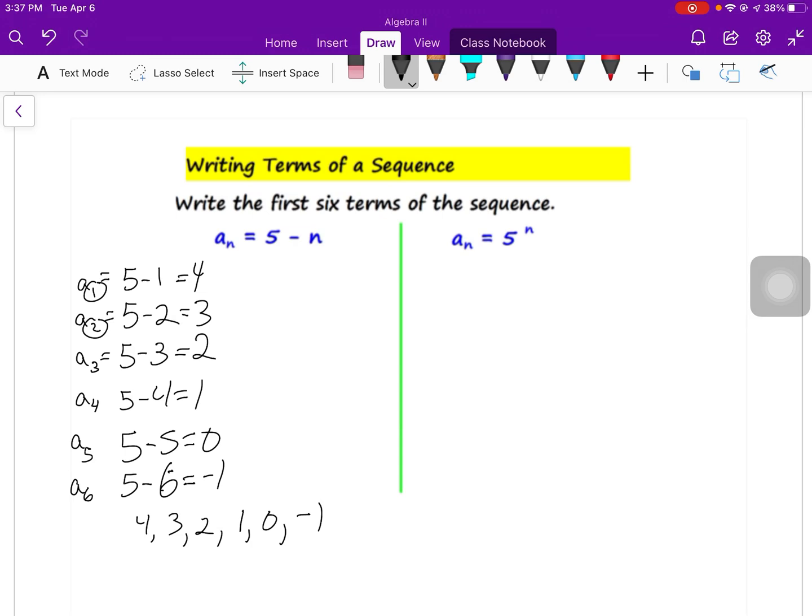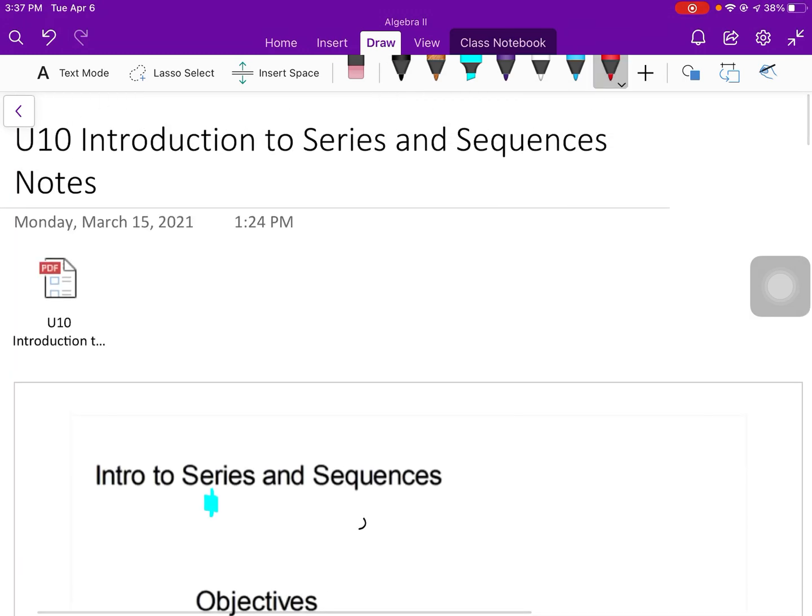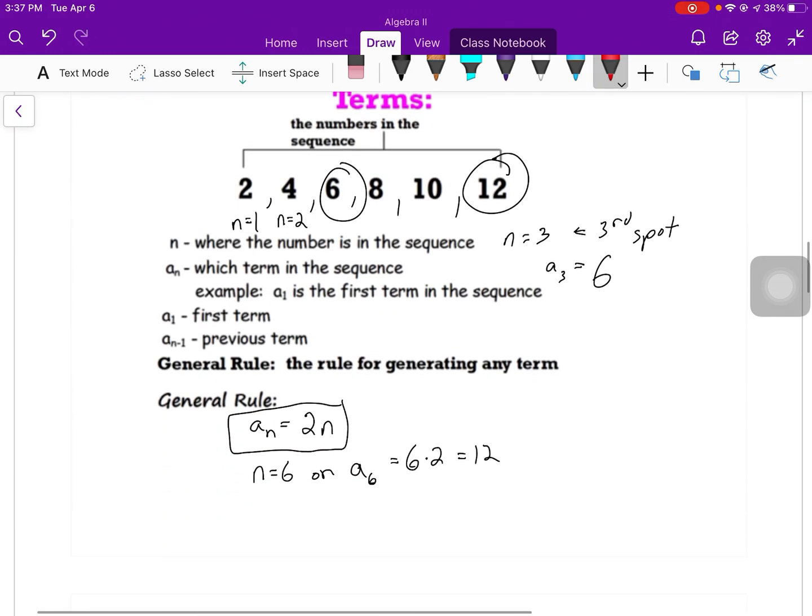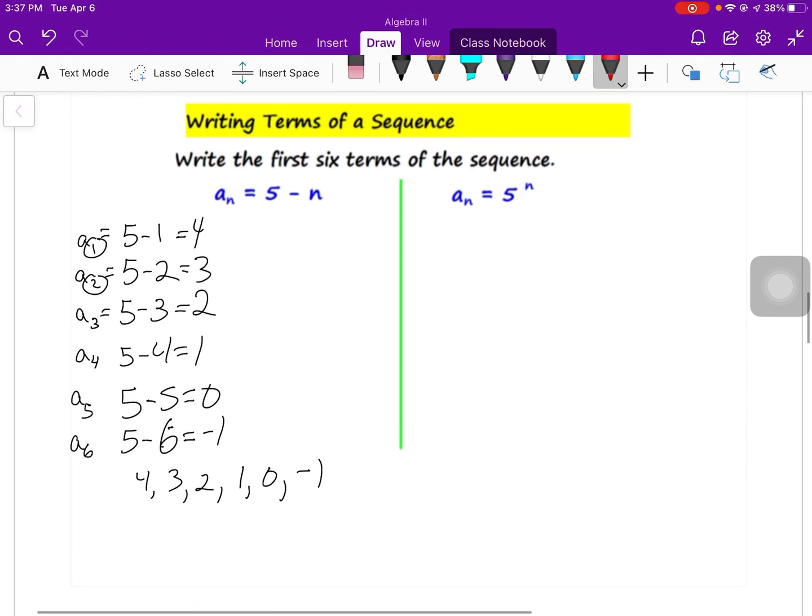Okay, if you notice, they are all going down by 1. Or you could think of it this way, adding a negative 1. Well, this is a special type of sequence. It's called arithmetic, and we'll study more of them as we go along. But it's basically the slope of that line that's in front, so that negative 1. That's why you're going down by 1.